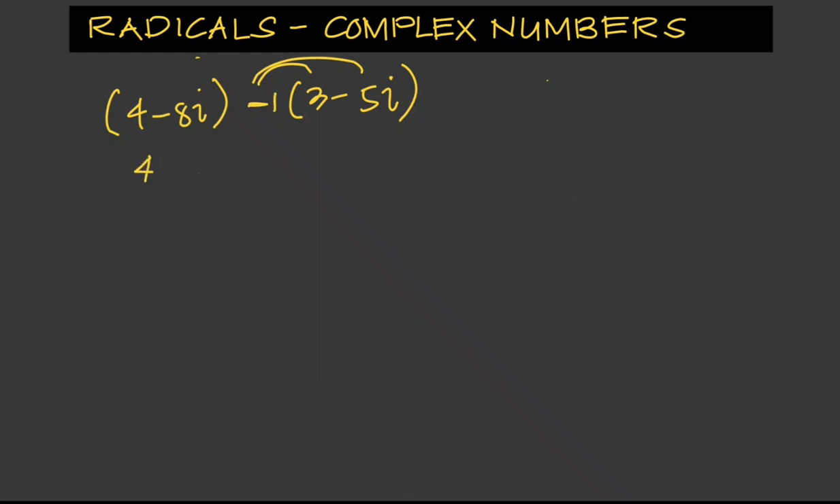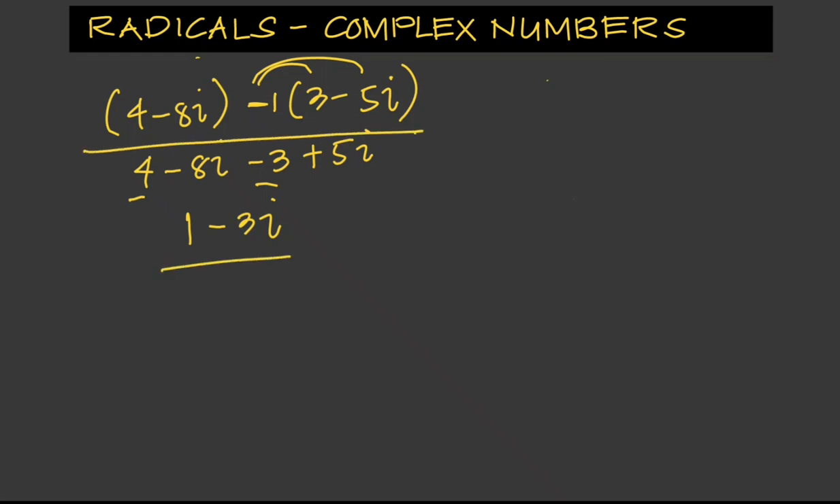So we can write the whole expression as 4 - 8i. Negative 1 times 3 would be negative 3. Negative 1 times negative 5i will be positive 5i. And then we combine like terms. 4 minus 3 is equal to 1. Negative 8i plus 5i is negative 3i. Therefore, this expression is just equal to 1 - 3i.